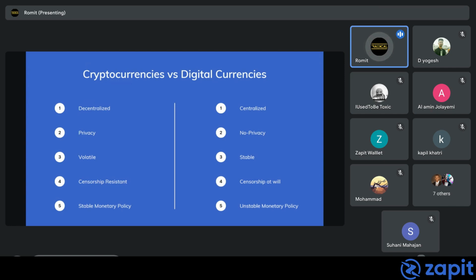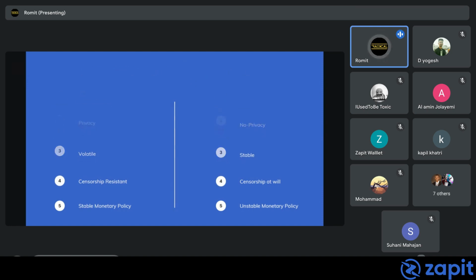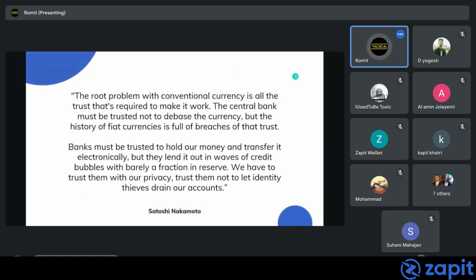And as I mentioned, there are only 21 million Bitcoins. Nobody can just come up and change the monetary policies within cryptocurrencies. Whereas with CBDCs, it goes by the whims of the governments or the central banks. Whenever they want to change it, they can just change it, and then all the rules of that system are changed instantly. So these are the basic differences that we see between cryptocurrencies and digital currencies.